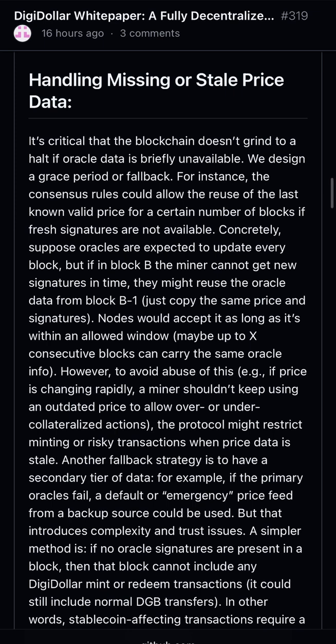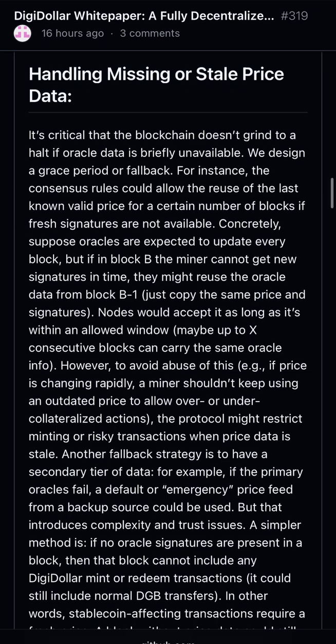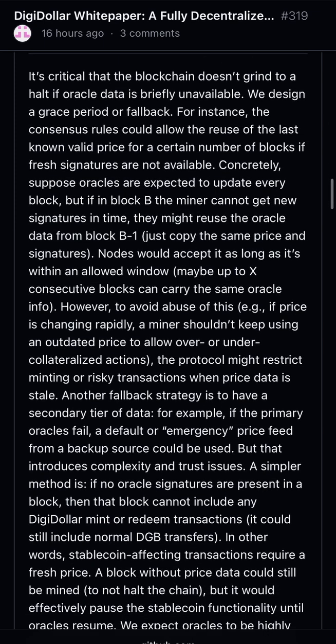Handling missing or stale price data. It's critical that the blockchain doesn't grind to a halt if Oracle data is briefly unavailable. We design a grace period or fallback. For instance, the consensus rules could allow the reuse of the last known valid price for a certain number of blocks if fresh signatures are not available.